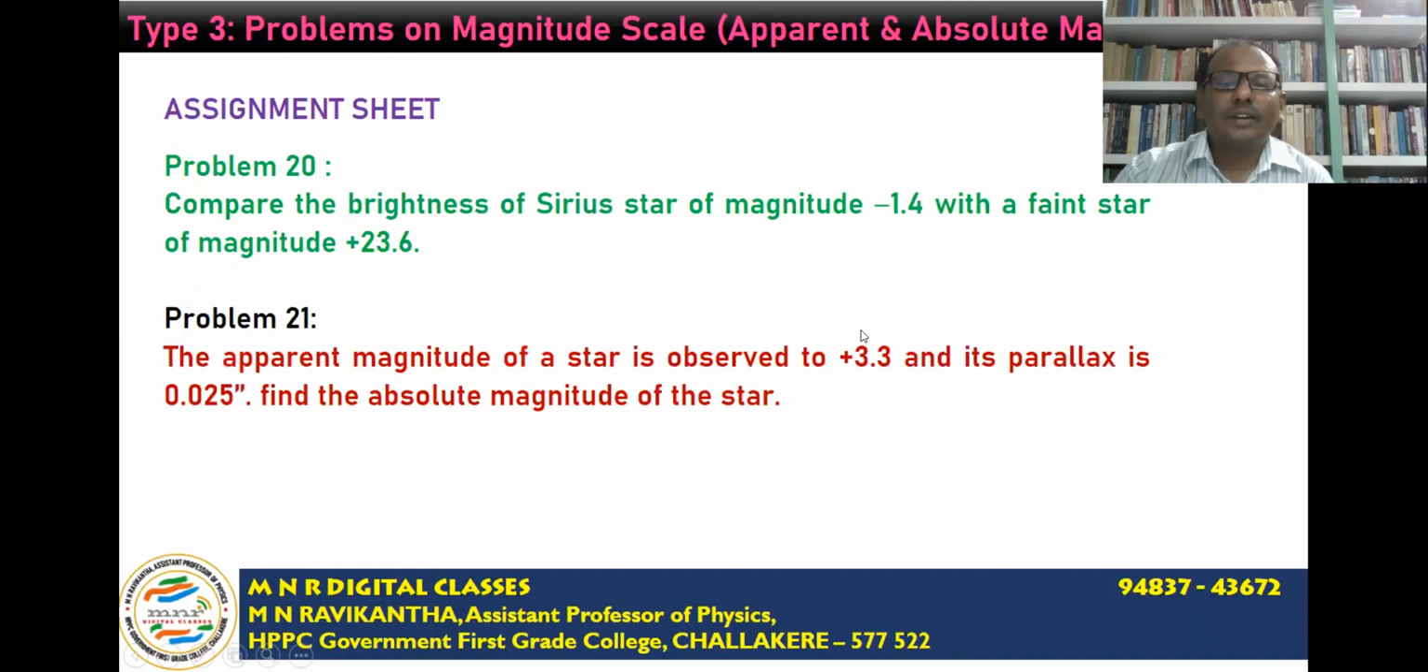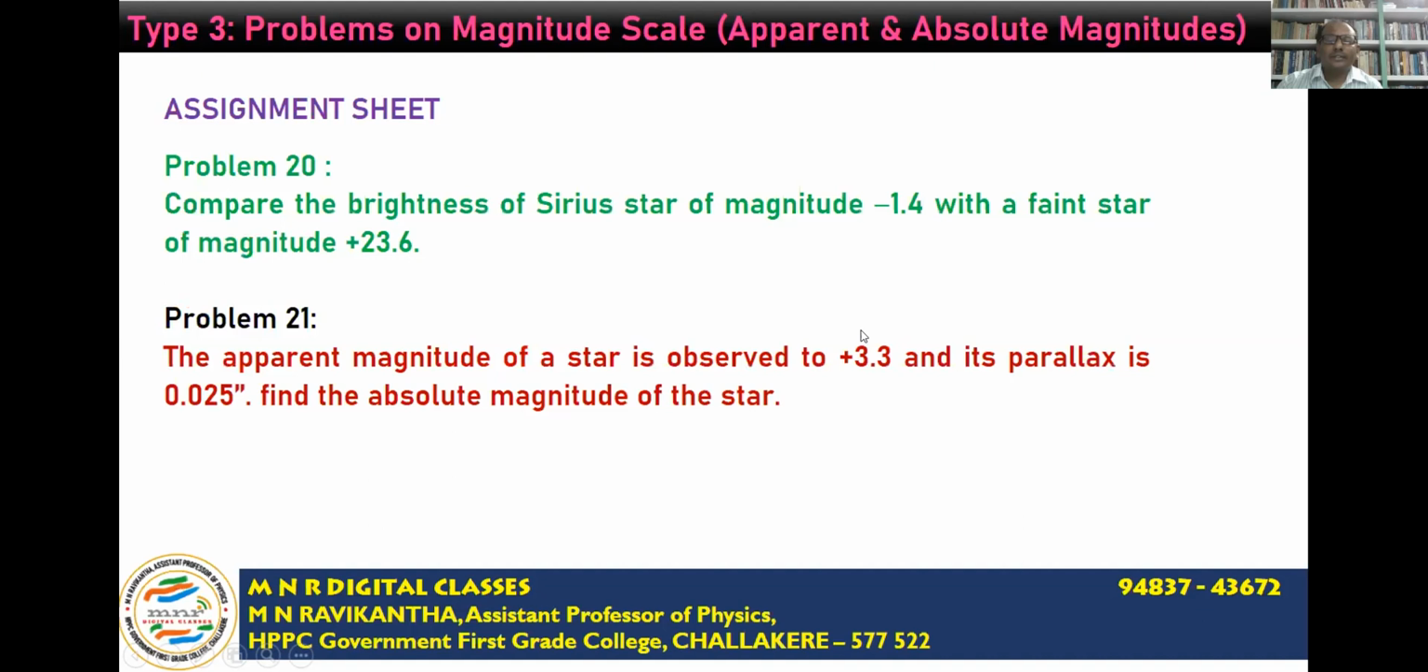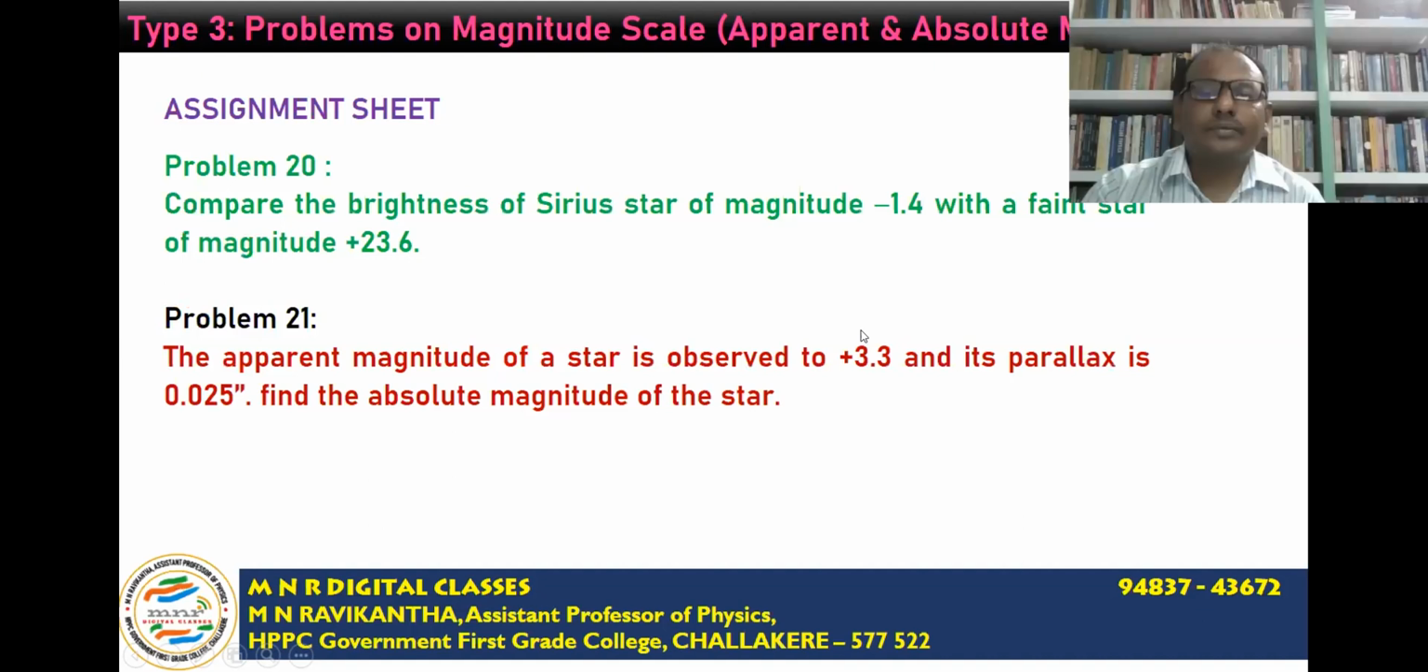The next one is: compare the brightness of the star Sirius of magnitude minus 1.4 with a faint star of magnitude plus 23.6. You are given the apparent magnitude of the two stars, compare their brightness using the formula M2 minus M1 is equal to 2.5 log of B1 by B2.